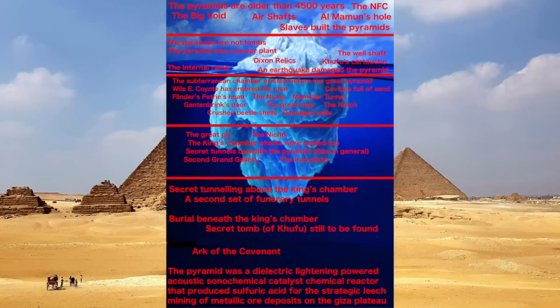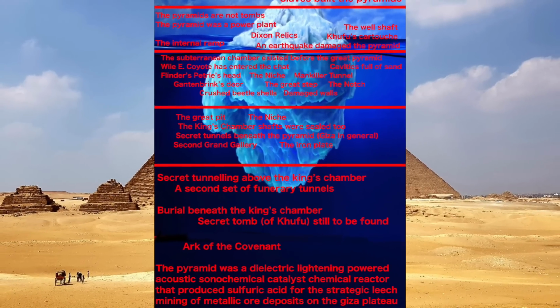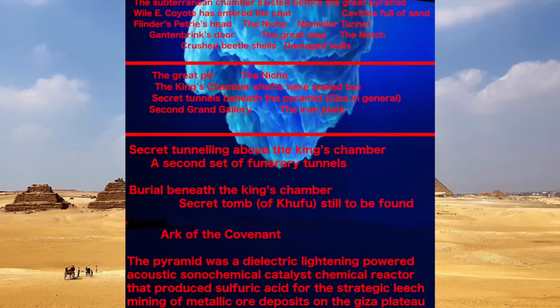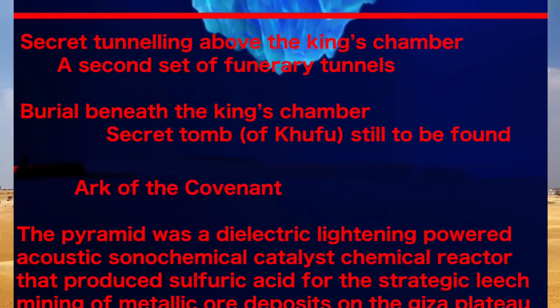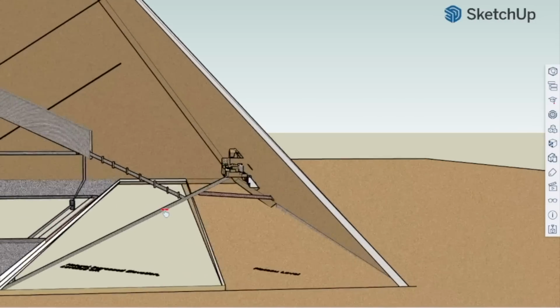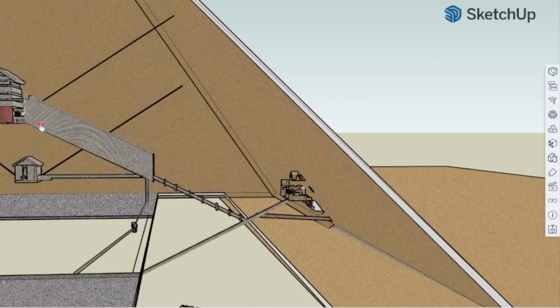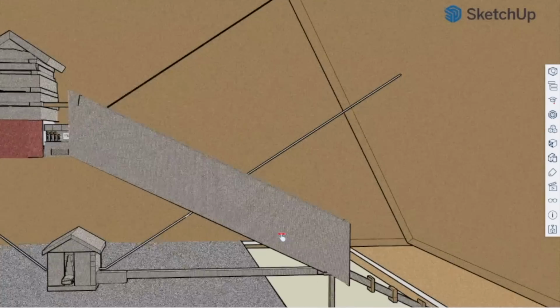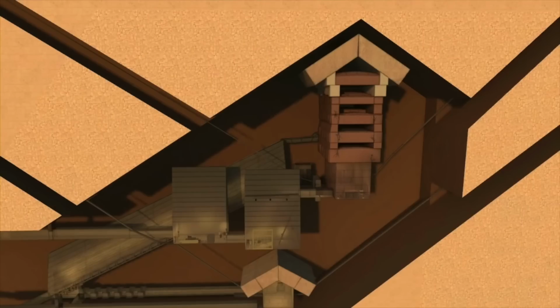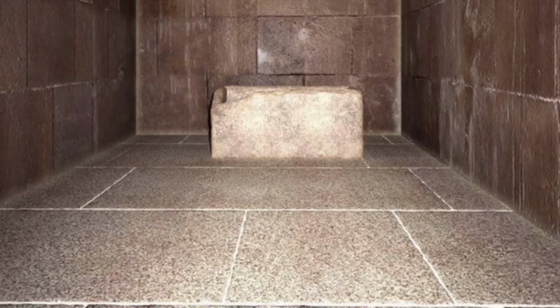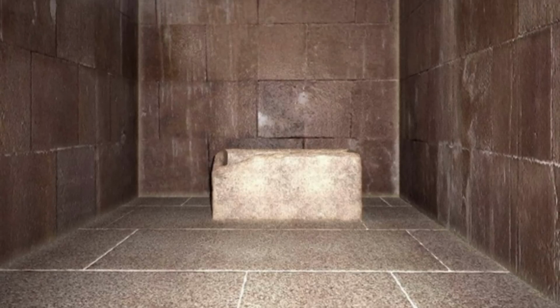A second set of funerary tunnels. Now, this is one of my favourite theories about the Great Pyramid. What we see today in the Great Pyramid are perhaps just the service tunnels, it's proposed, and that a second set of tunnels, still sealed and hidden from us, existed, most often it is proposed, for the funeral procession of Pharaoh Khufu's sarcophagus into its resting place in the King's Chamber.